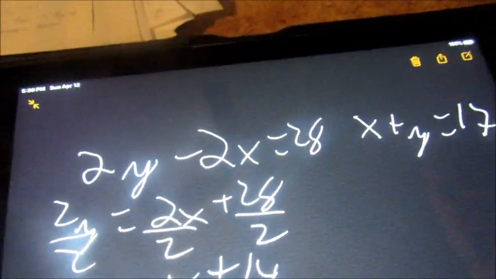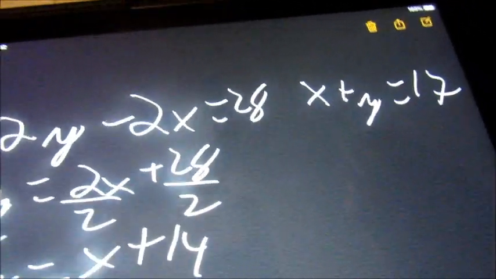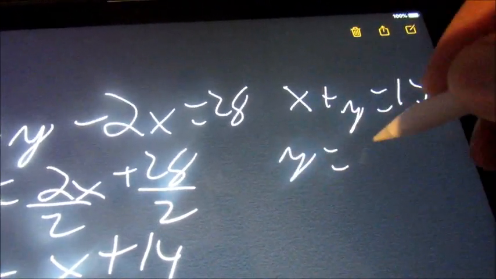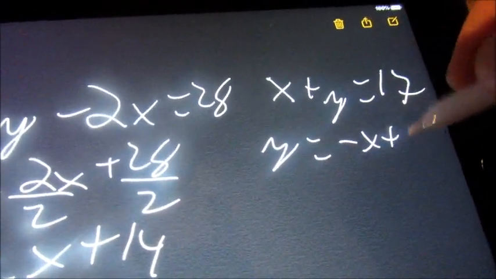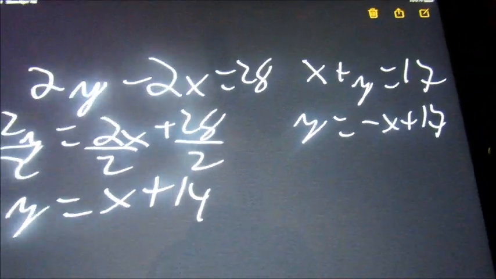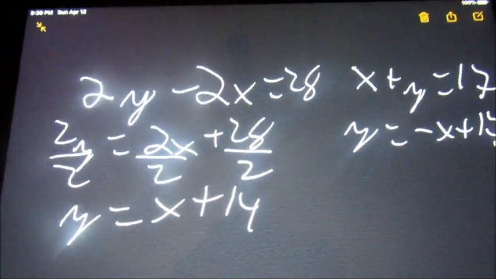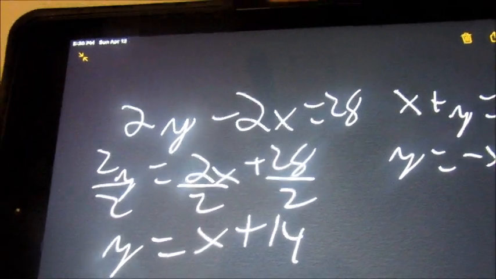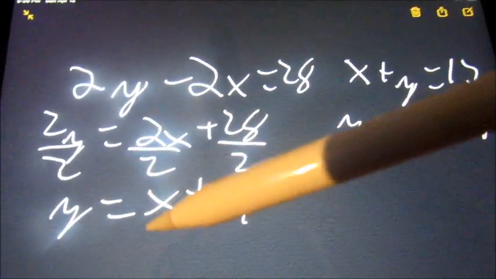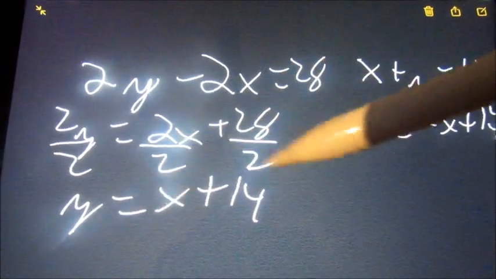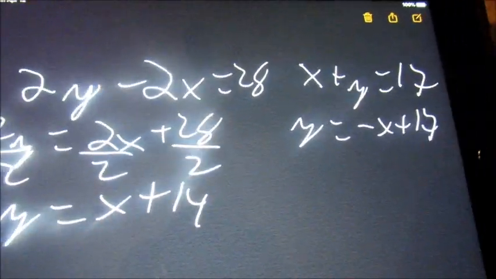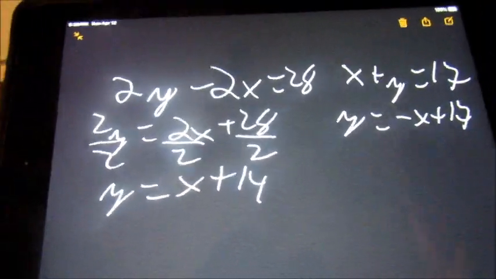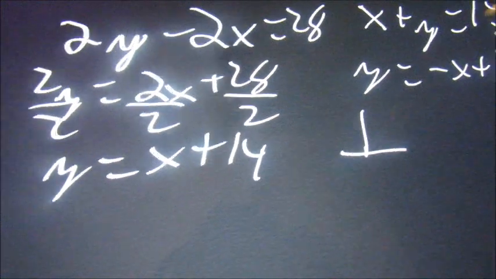This is basically what I did before, but it's a little bit more to it. Here I need to subtract the x. So y equals negative x plus 17. Okay, so this is back to where I had it just before. It's just that I put more steps to begin with. I ended up still with y equals x plus 14 and y equals negative x plus 17. Those are opposite reciprocals, so it's perpendicular.